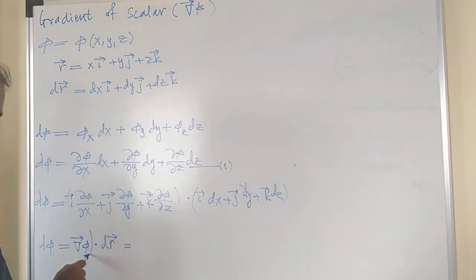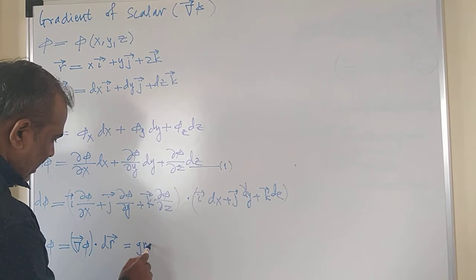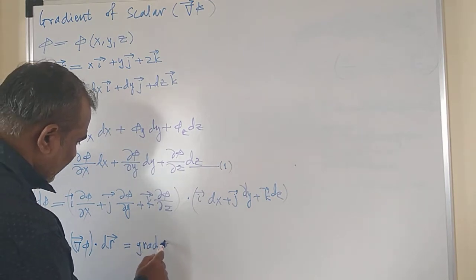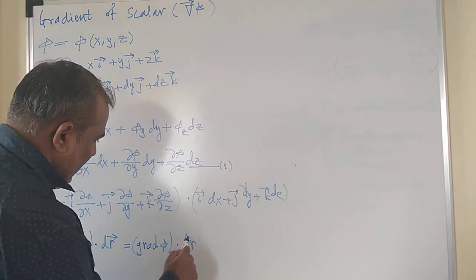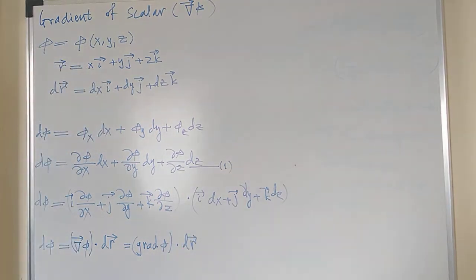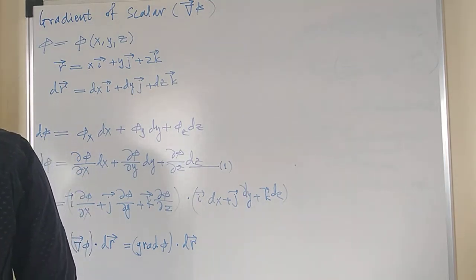This dou phi, I will put in a bracket. This dou phi is called grad phi, or it is called the gradient of the scalar point function. So this is grad phi dot dr bar. Got it? Isn't it?